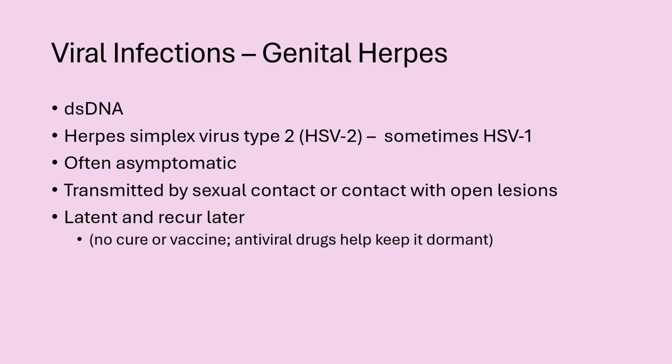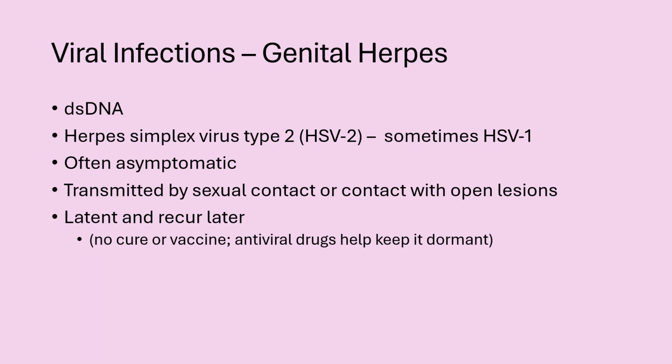We move on to viral infections. Genital herpes is a double-stranded DNA virus. Usually it's herpes simplex virus 2, or HSV2. Sometimes it might be HSV1, but usually it's going to be 2. This is often asymptomatic. It can be transmitted by sexual contact, or if you have contact with an open lesion, it can be passed on that way. It can go latent and then reoccur later.